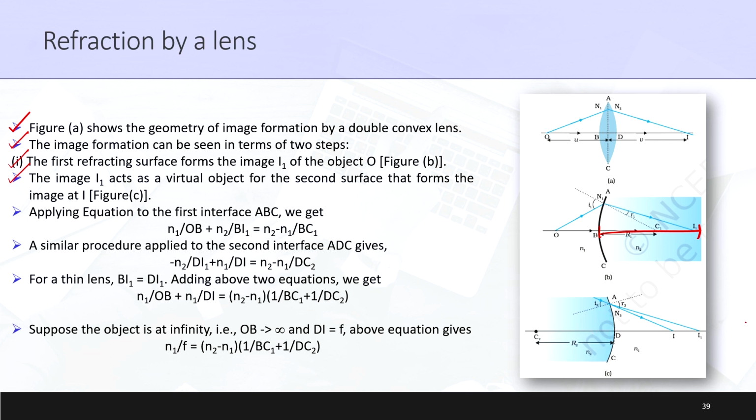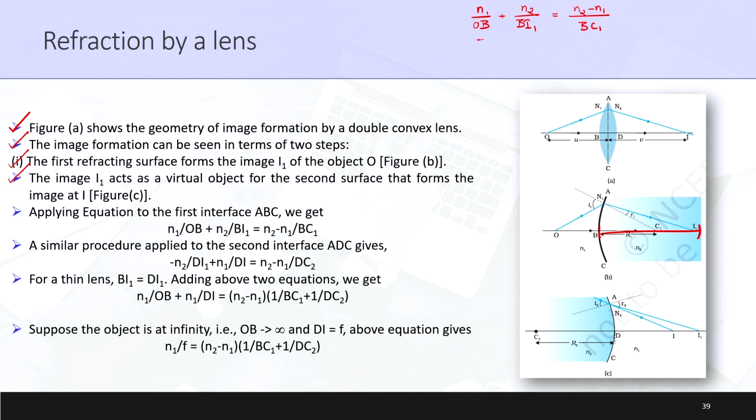Okay. So, this thing has also been explained. Now, just for a thin lens, BI1 is equal to DI1. So, adding the above two equations, let me just add them. So, it is n1 by OB plus n2 by BI1 is equal to n2 minus n1 by BC1.